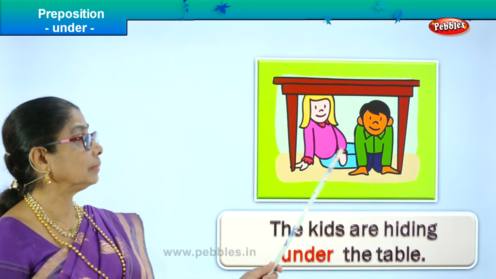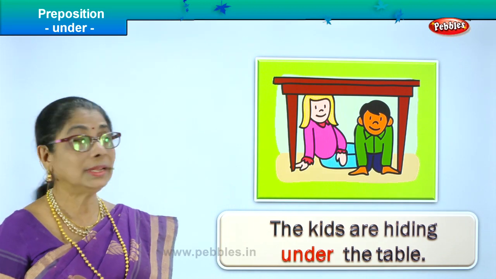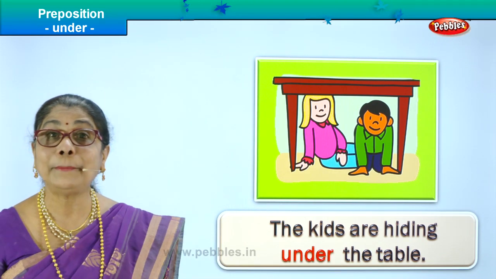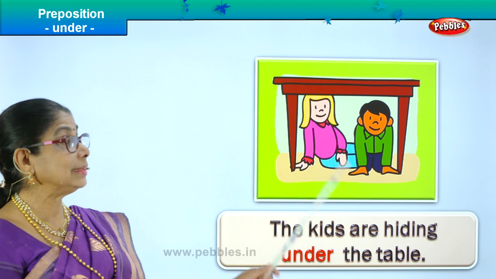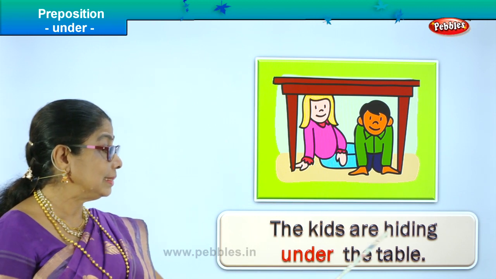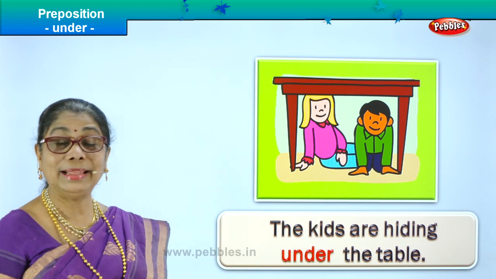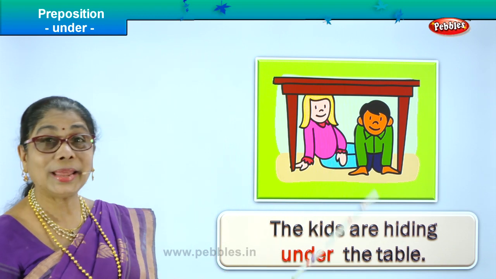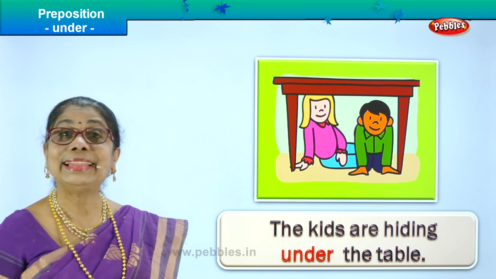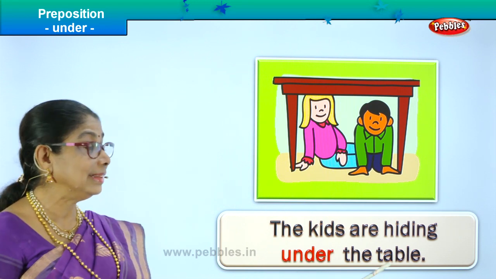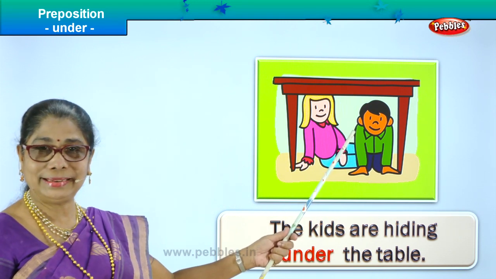Look at the two boys, two little children, a girl and a boy. They are playing hide and seek. Now, where are they sitting? The kids are hiding under the table. They're playing hide and seek. Where are the kids hiding? They're hiding under the table.